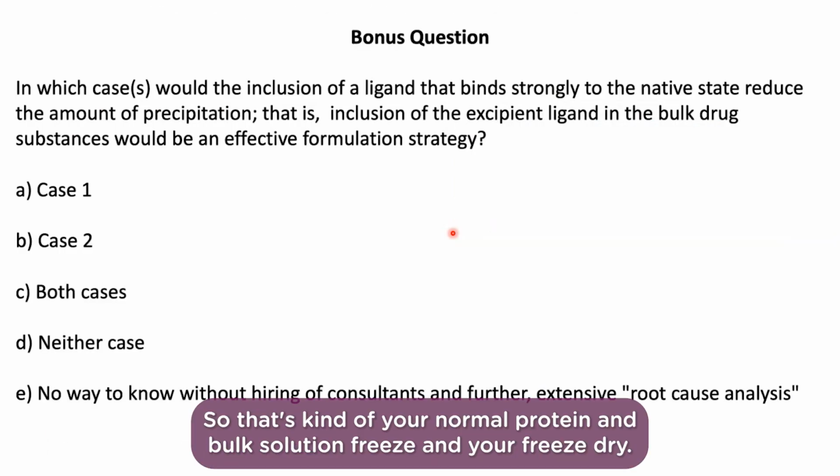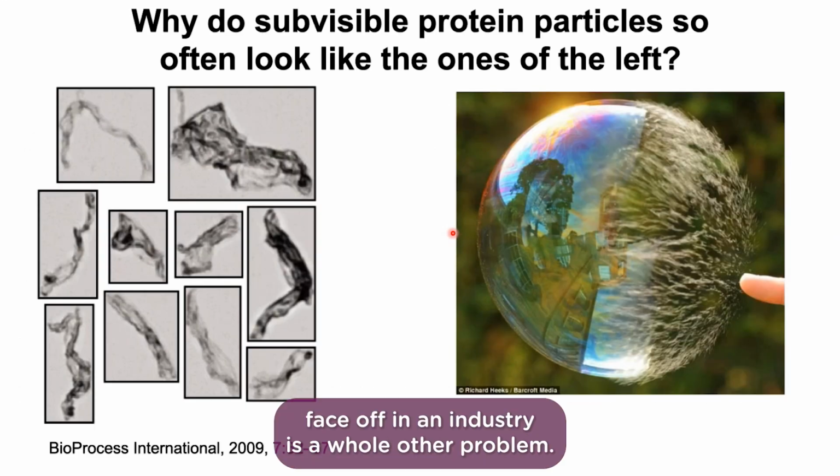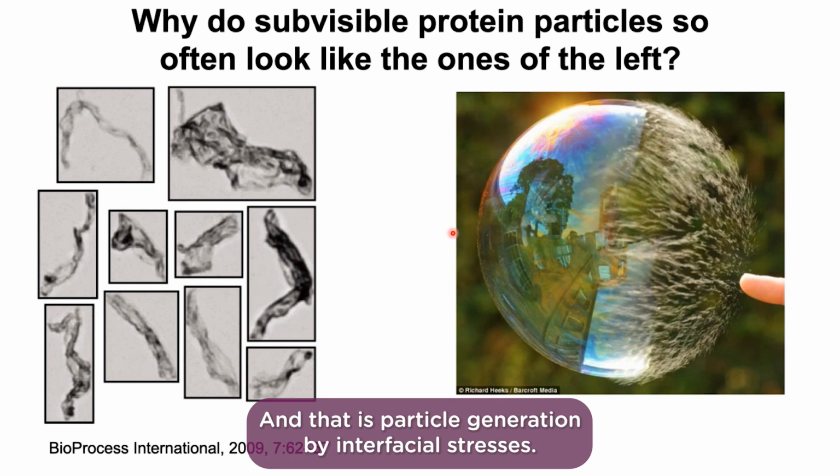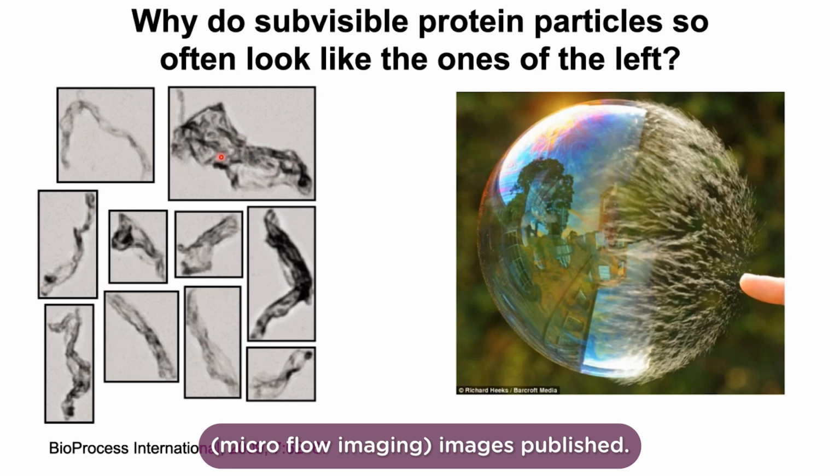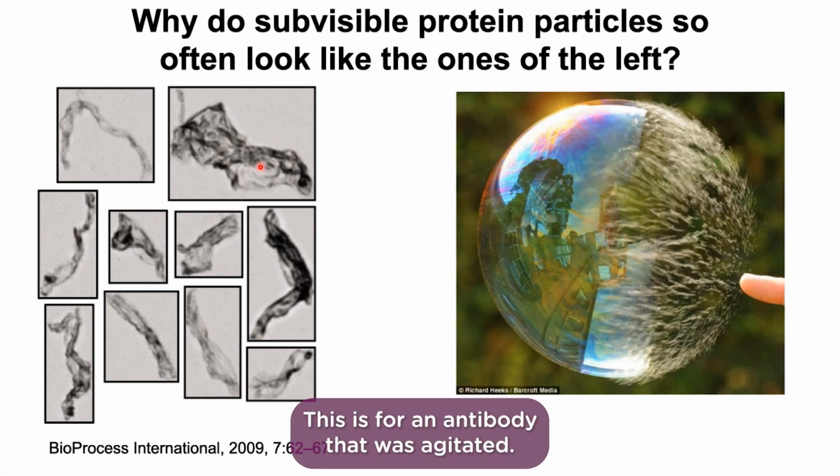Okay, so that's kind of your normal protein in bulk solution, freezing and freeze drying. But what we face often in industry is a whole other problem. And that is particle generation by interfacial stresses. These are some of the earliest MFI imaging, microflow imaging images published. This is for an antibody that was agitated.